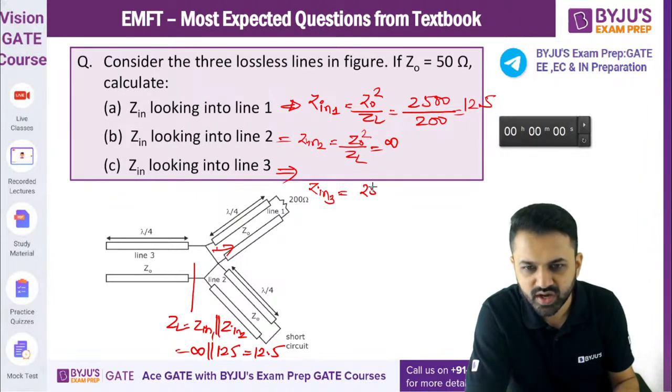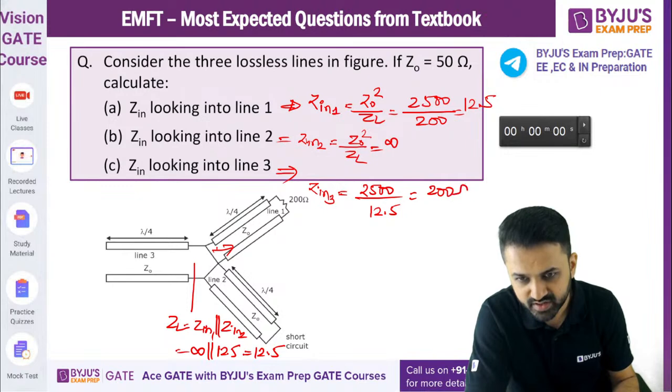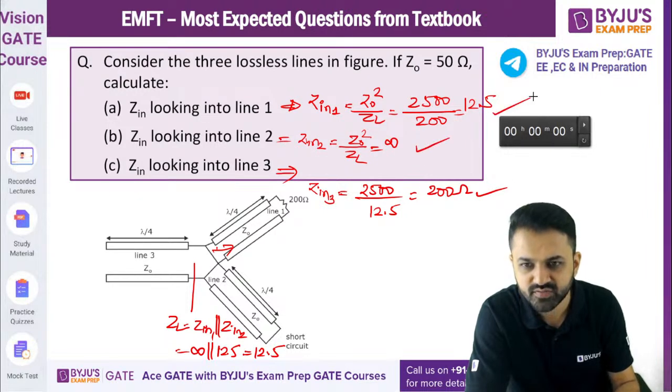So Z naught square means again 2500 divided by 12.5. So it is equal to 200. So that is the answer: 200, infinity and 12.5.